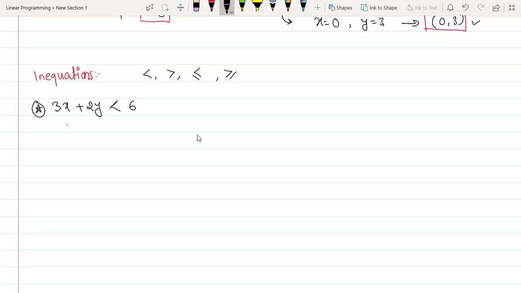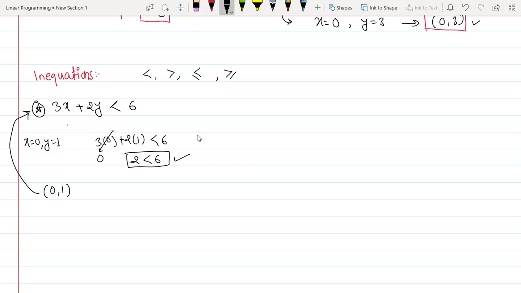So let's take one simple example. Suppose x equals 0 and y equals 1. If I take that, what happens? So 3 into 0 plus 2 into 1, is this less than 6? Yes, this becomes 0, and 2 into 1 is 2. 2 is less than 6. That's great. This satisfies my inequation. So can I say (0, 1) is a solution to the given inequation?